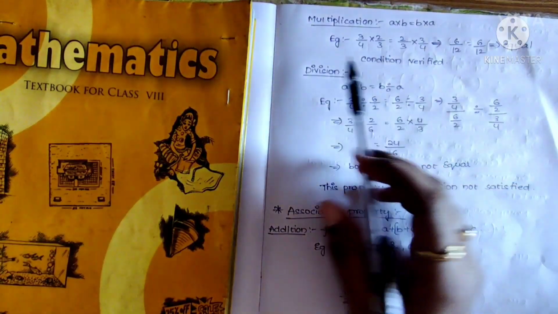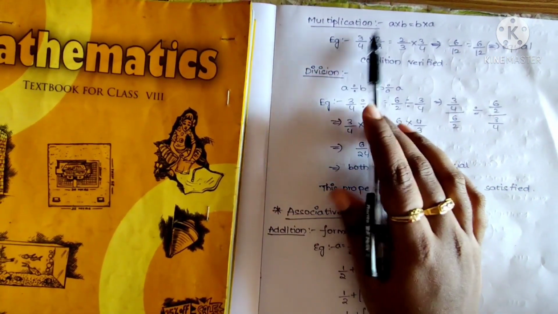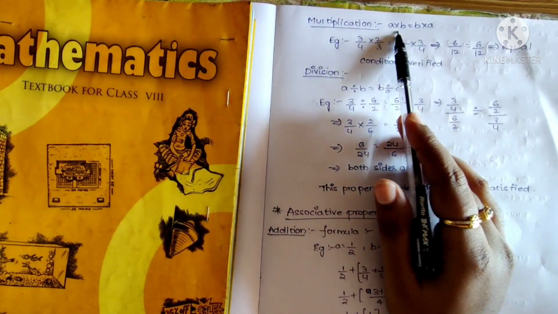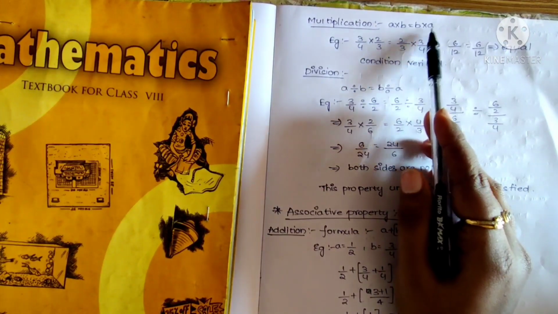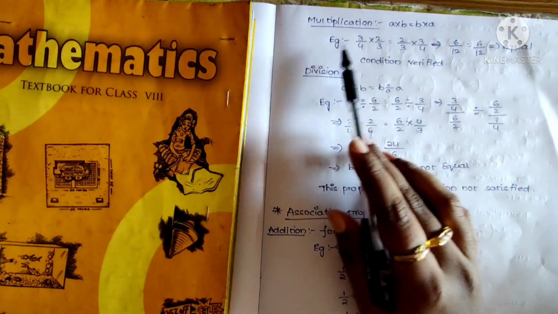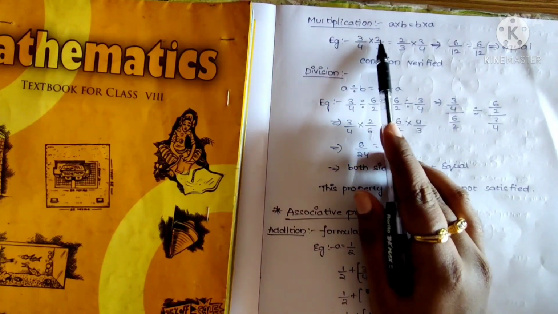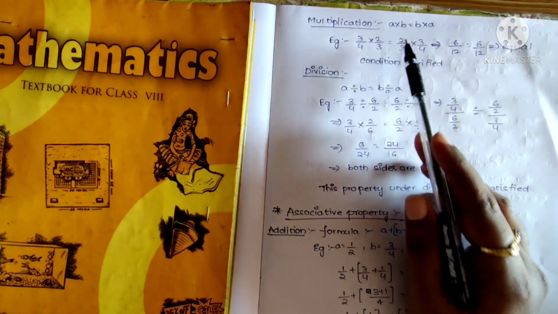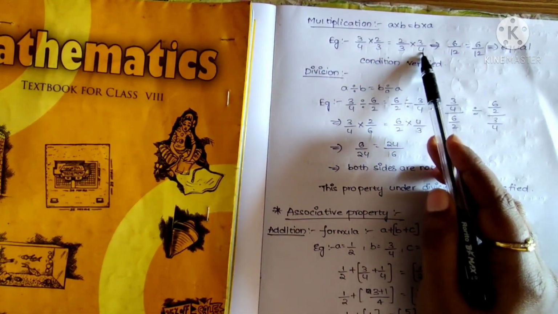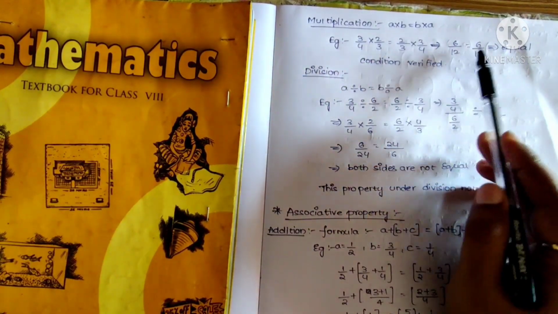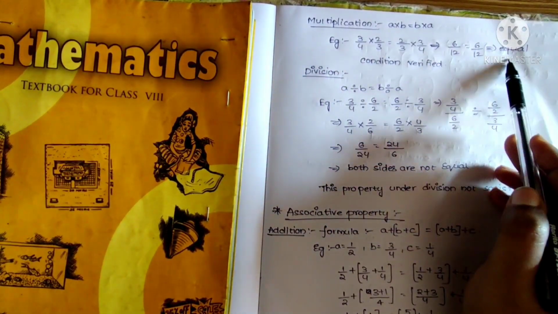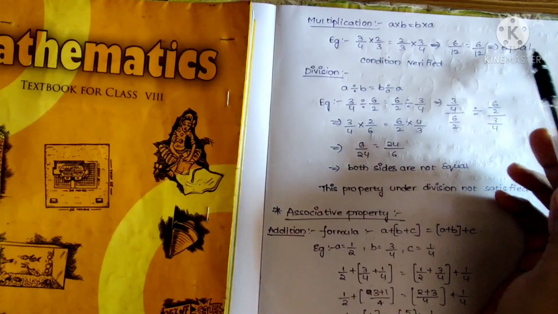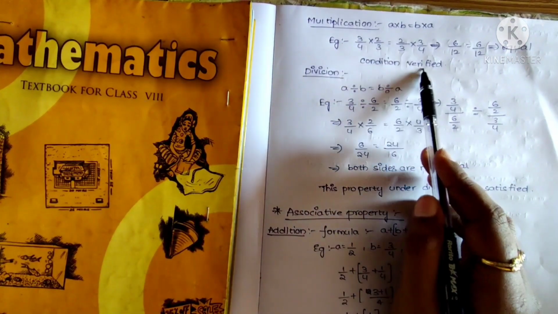Now let us see under multiplication. Multiplication: a into b equals b into a. We have to solve this. For example, we take 3 by 4 into 2 by 3 equals 2 by 3 into 3 by 4. That is 6 by 12 equals 6 by 12. Both LHS and RHS are equal, and here the condition is verified.